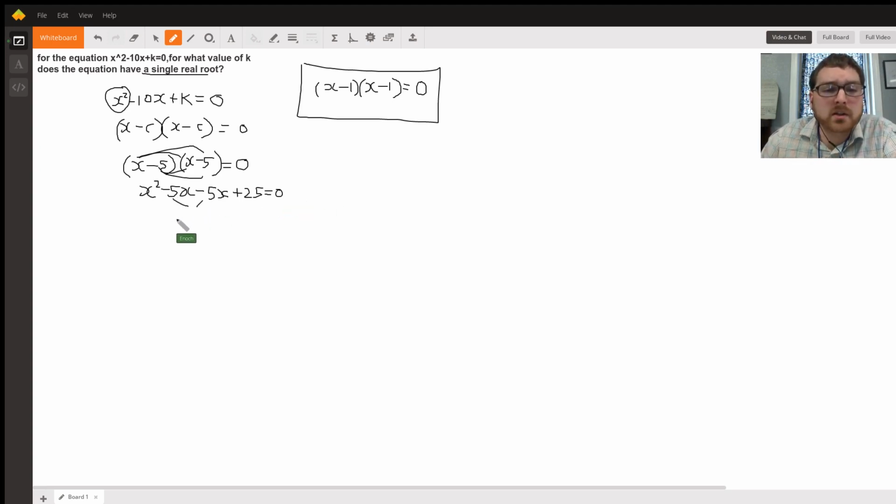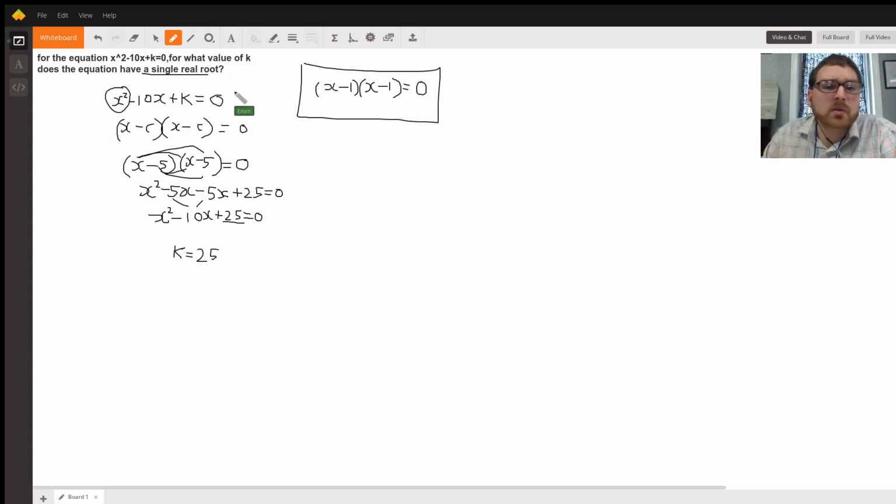Combining these, we get negative 10x here. The x squared can come down. X squared minus 10x plus 25 equals 0. Now this is the same as our original problem, except instead of k, we have 25. And that brings us to our answer, k equals 25.